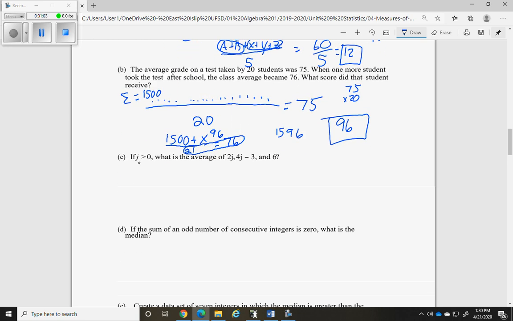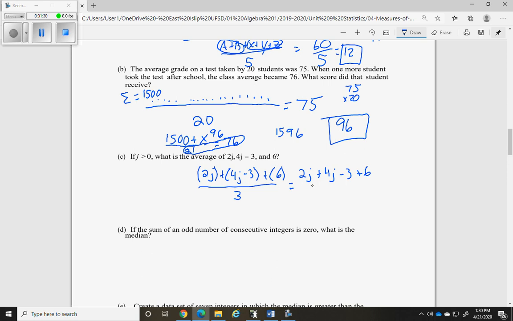On C, they're telling me that J is above 0, which means it's positive, and they want to know the average of these. So it's like our polynomial unit. This monomial plus this binomial plus this monomial divided by 3 gives me the average. So really I'm doing 2J plus 4J minus 3 plus 6 divided by 3. Combine like terms, 6J plus 3 divided by 3. This denominator of 3 has to divide into both parts of the numerator to get 2J plus 1.